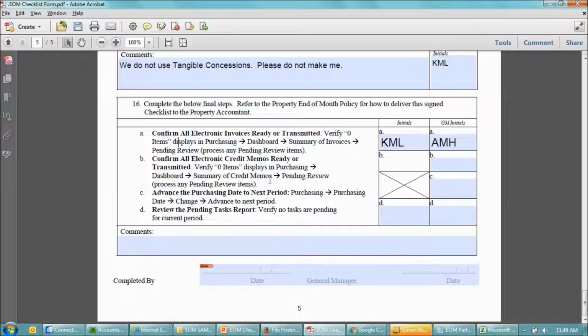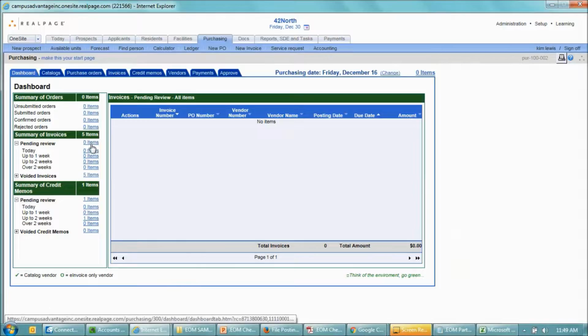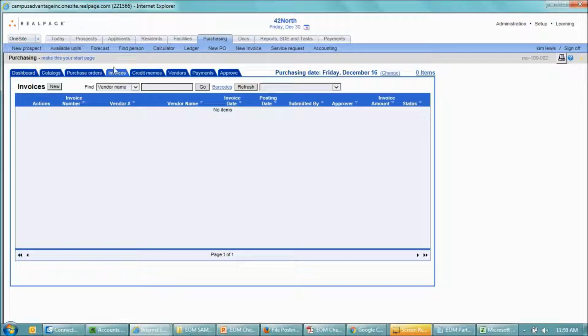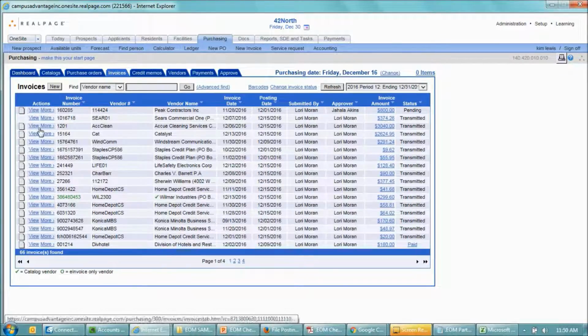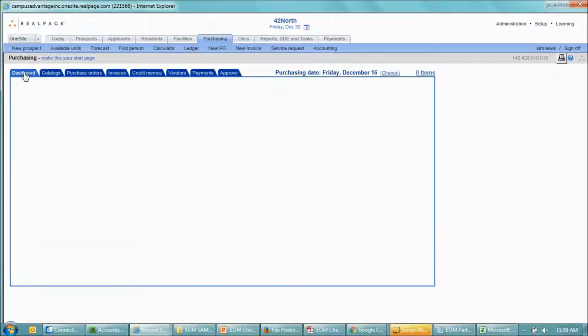So the way that the electronic invoices work is that they're sent electronically and they sit there basically waiting for you guys to process them. And when you do, they move away from the dashboard and move over to where all the other invoices that you normally would have entered. So we just want to make sure that they're not sitting there pending, that they've all been moved over into the area where the other invoices are that are going to transmit through the system when you advance the date.